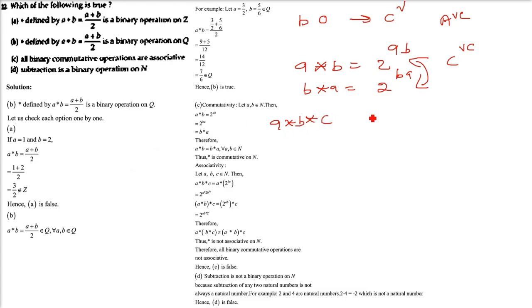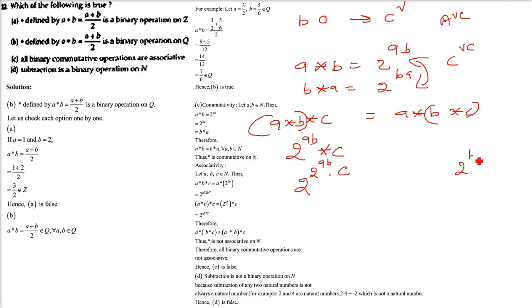So (A star B) star C and A star (B star C), let us equate. We'll do first AB and then BC first. So AB is 2 raise AB and star C. Now you take 2 and all these two take to the power. That is 2 raise AB into C. Right? Here what we do? B and C has to be taken to the power of 2. So 2 raise BC. Now we have to take A and 2 raise BC to the power of 2. When you do this, 2 raise A dot 2 raise BC. Are the two similar? No, they are not similar.